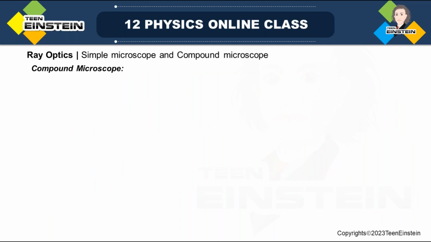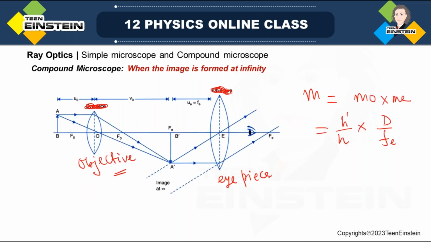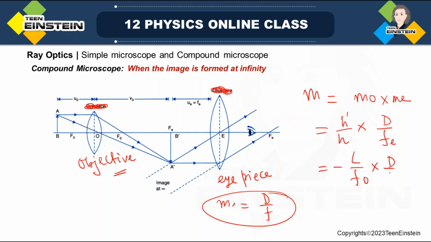And as you know, for a simple microscope, when the image is formed at infinity, the magnifying power will be D by F. That is what we have already seen. So we can write it here, H prime by H, actually L by Fo, this is not going to change, and this is D by Fe. So this will be the magnification when the image is formed at infinity.